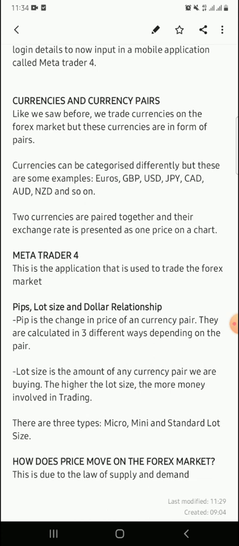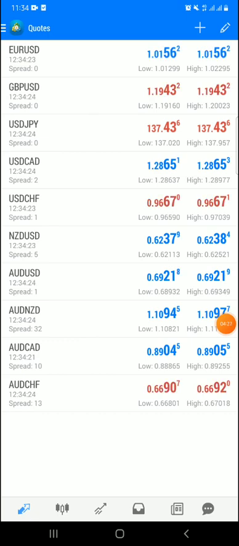Now, we're looking at MetaTrader 4. So this MetaTrader 4 is the application that is used to trade the forex market. Okay, so now let's look at the MetaTrader 4. All right, so this is the MetaTrader 4 app, and what do you see here?